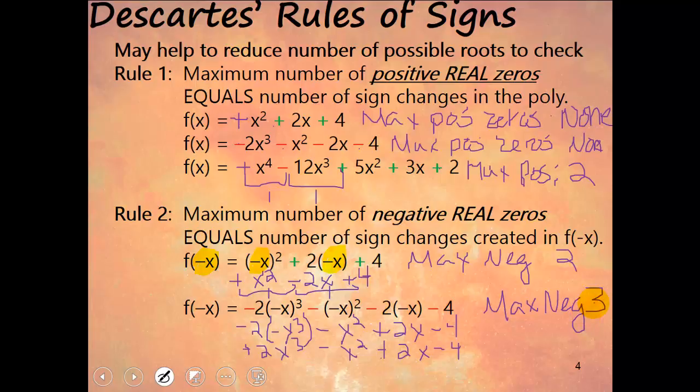So this could have 3 negative zeros or 1 negative zero. Okay, so I want you to go ahead and answer the video question and then come back and we will proceed to the next slide.